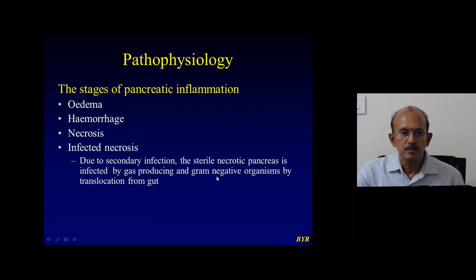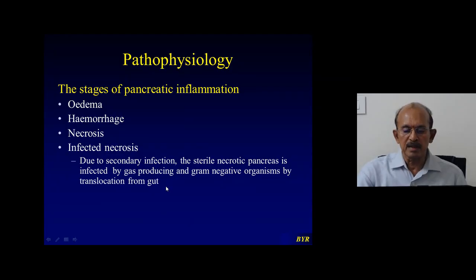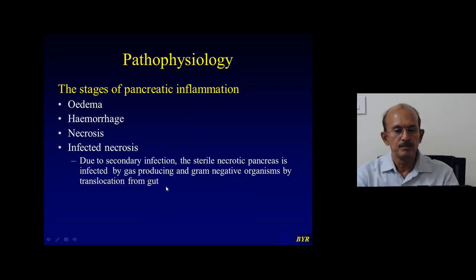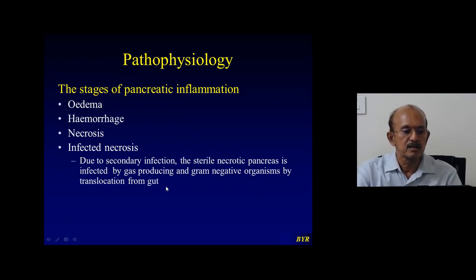This infected necrosis is due to secondary infection. The sterile necrotic pancreas is infected by gas-producing and gram-negative organisms by translocation from the gut. What do you understand by translocation? I mentioned here the word translocation. So tell me, what do you understand by translocation?